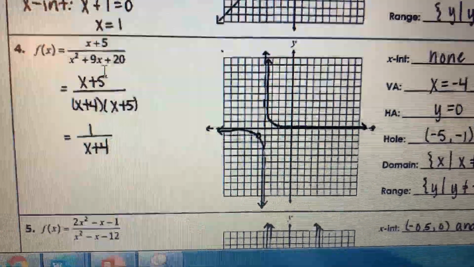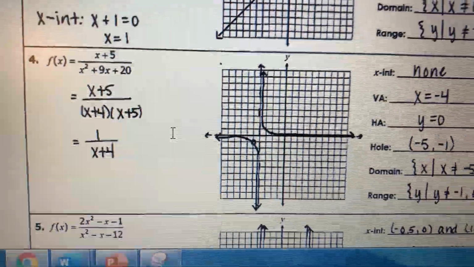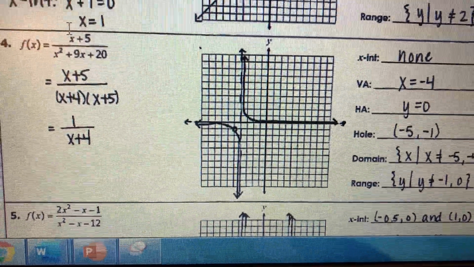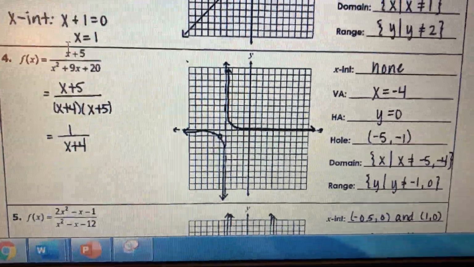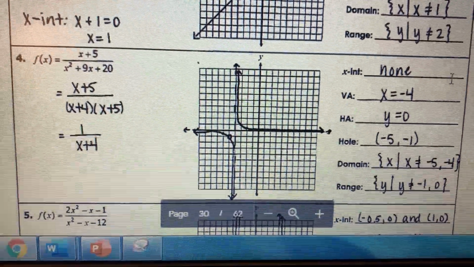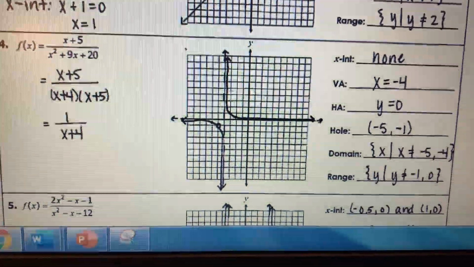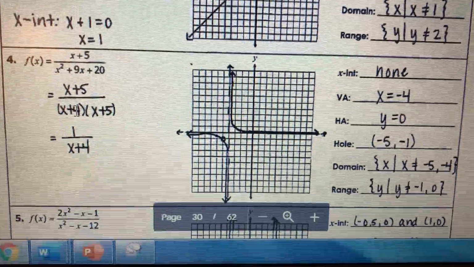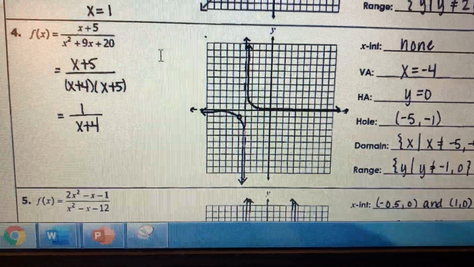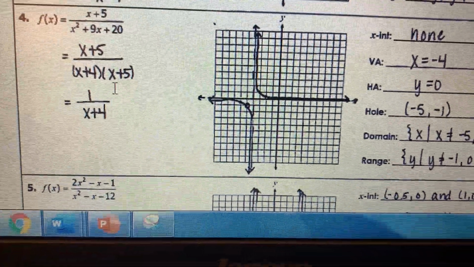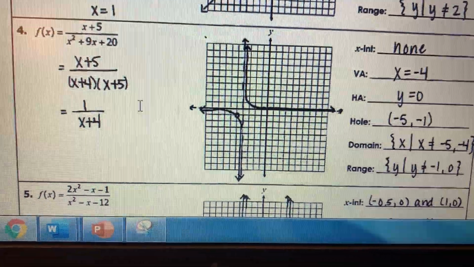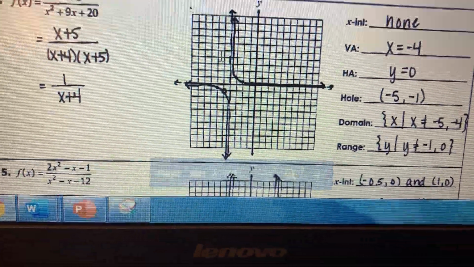So, there's a bunch of rules to this. If you factor it out, then it's not going to be the x-intercept because x can't equal negative 5. I hope that makes sense. All right. So, because it factors out, there is no x-intercept. Next, vertical asymptote. Well, that's the value that x can't equal. Well, there's two values that x can't equal. But since the x equals negative 5 one cancels out, we've got to go with x equals negative 4 for our vertical asymptote. So this dashed line is where x equals negative 4.